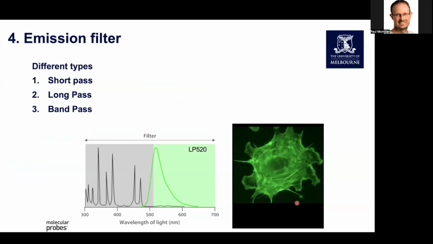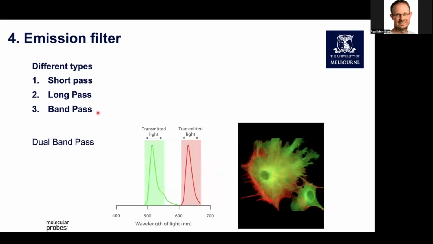There are lots of different types of emission filters that we can include, things like short pass, long pass, and band pass. I've got a couple of examples here. For this example, this is a long pass 520, so it's going to let anything that's longer than 520 nanometers of light transmit through, and then we can visualize that on the microscope. If this was a short pass 520, then it would only allow wavelengths that are shorter than 520 nanometers to transmit through. And band pass is going to allow a very narrow band of light to go through.